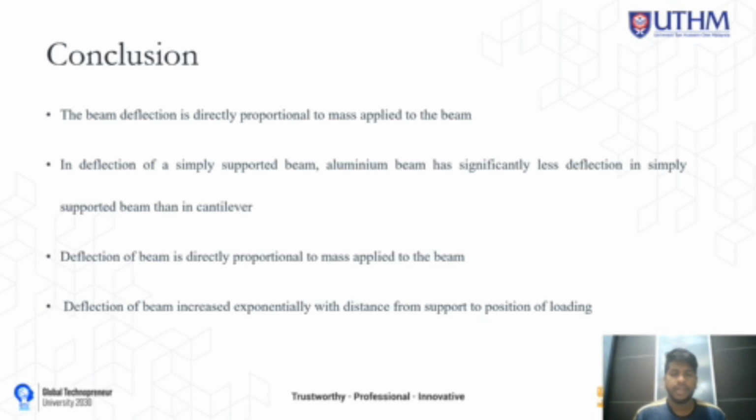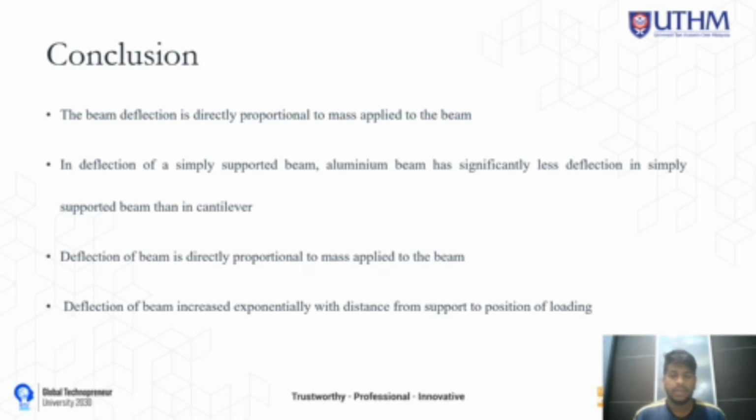Let me proceed with the conclusion. In deflection of a cantilever, the aluminium beam has the largest deflection, followed by the brass beam and the steel beam. The beam deflection is directly proportional to the mass applied to the beam. The higher the modulus of the material, the smaller the gradient of the line for each graph. The equation predicted the behavior of the beam, which is in relationship with the theoretical deflection.